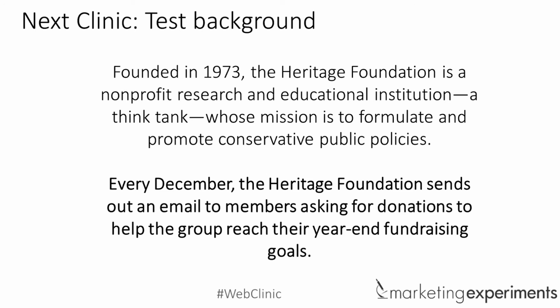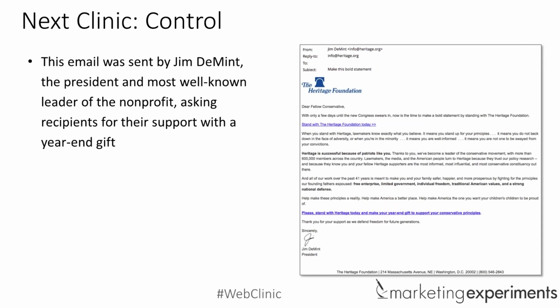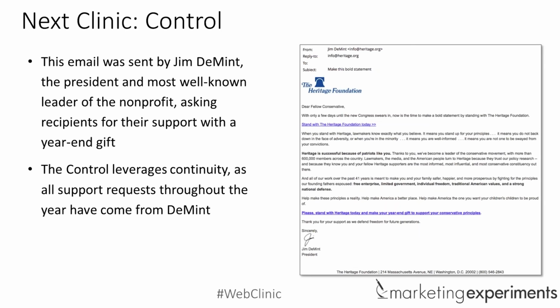This case study is from the Heritage Foundation. They're a nonprofit. You may be familiar with them. Every December they send out an email to members asking for donations. And so we decided to test this. The normal way that they've been doing it was they would send an email from the president. He's the most well-known leader of the nonprofit, asked for support with the year-end gift, and this is kind of a standard. They're used to it, right? And it leverages continuity. Again, they're used to seeing his name. He's well-known.